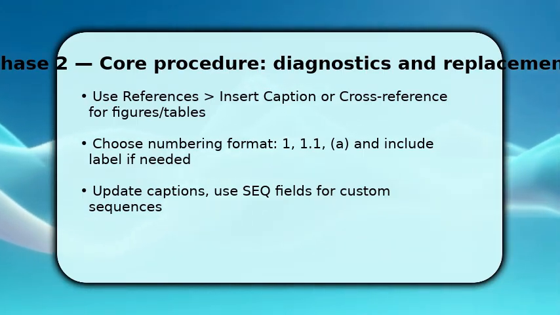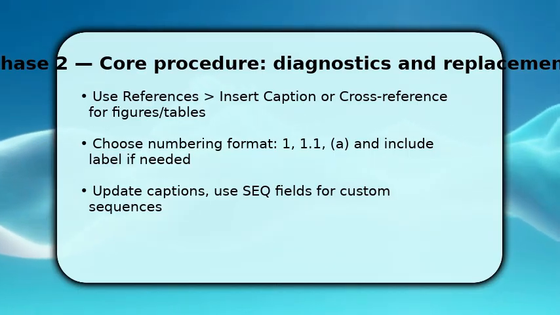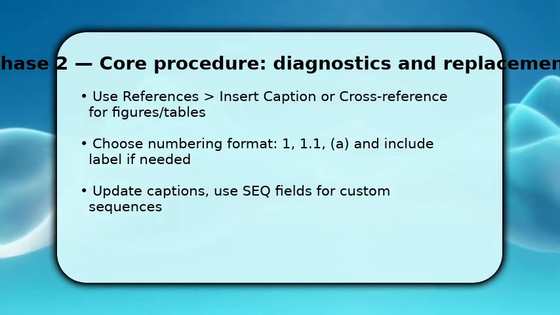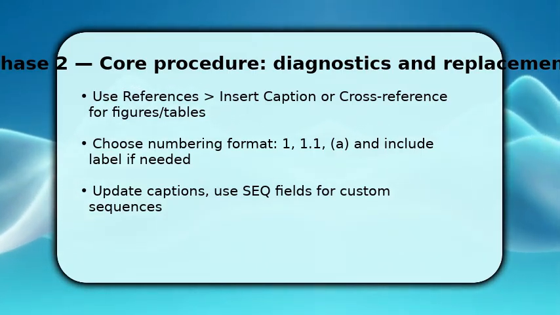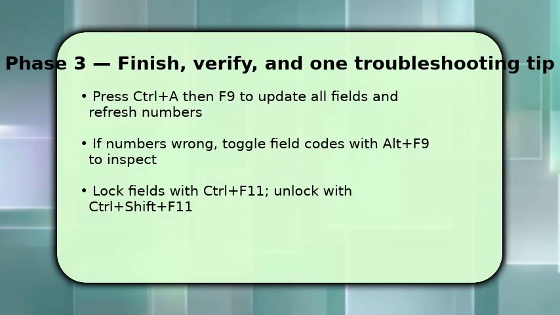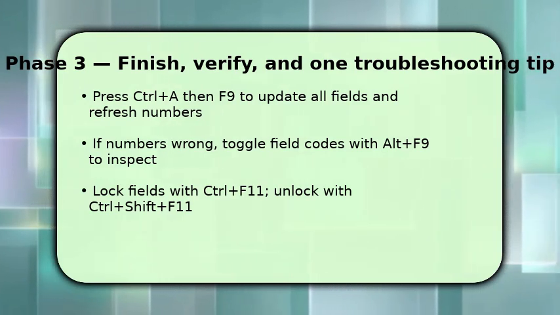If you need custom sequences, use SEQ fields manually. This gives precise control over numbering scope. Once inserted, preview how the numbers change when you finish by updating fields. Press Ctrl plus A then F9 to refresh all cross-references and captions, ensuring numbering matches the current document.